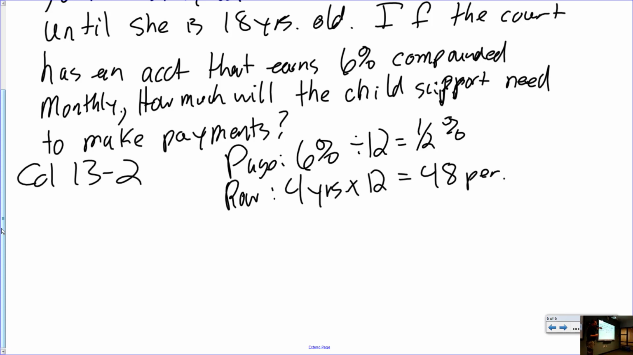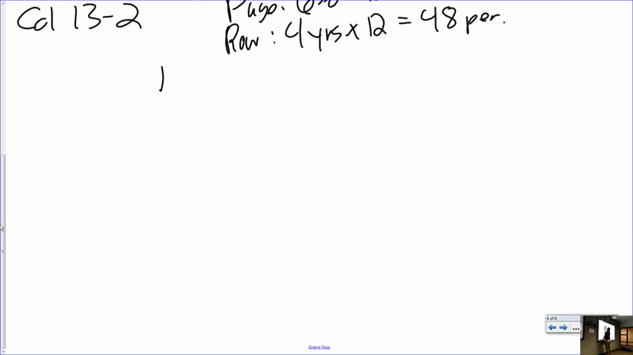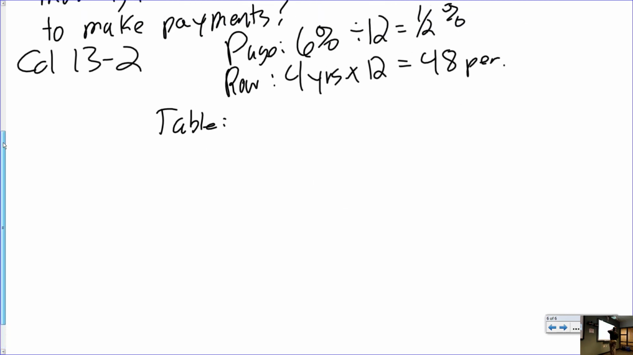We now have column, page, row. What's my table value? Somebody half percent 48, 13-2? 5804. I missed the 8. Multiply by the 800 bucks.